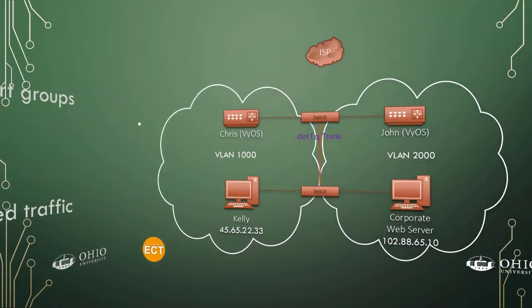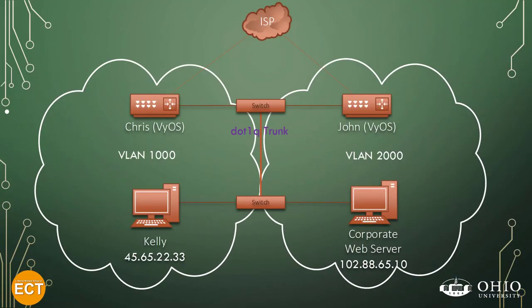So as we look at our diagram here, you can see I've got the ISP at the top. It's got two connections to two different routers, Chris and John. Presumably they're running VyOS because that's what we'll see in the practical demo. And they're connected to a switch. Now, Chris and John and the ISP are all using access ports. There's only one trunk link here, and that's between the two switches. And it's labeled .1Q trunk, and that's what's in purple. So the two switches are going to be communicating over one cable using tagged traffic.